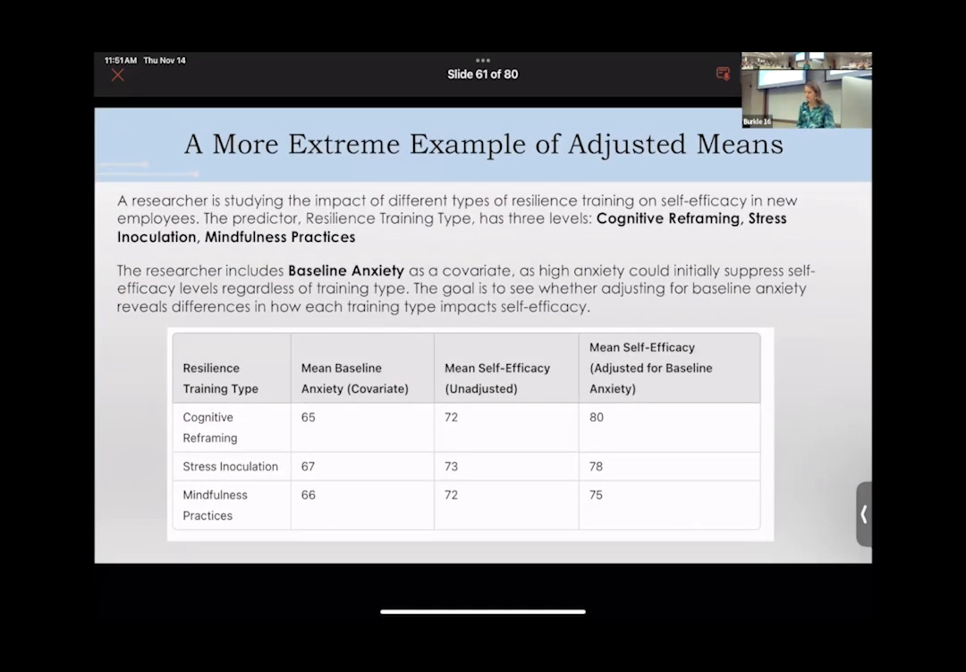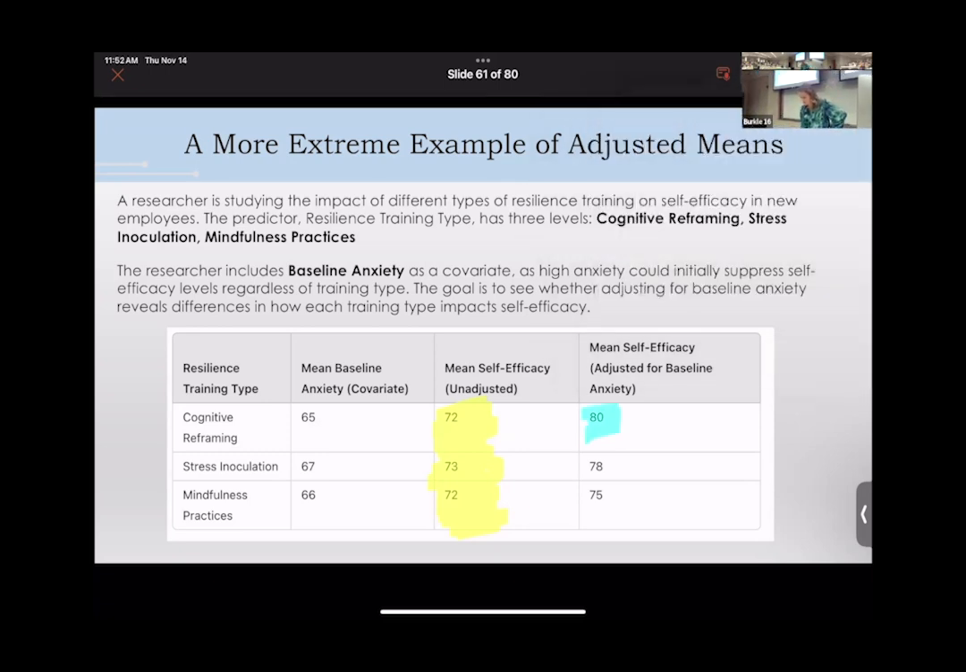So let's say we're interested in studying the effect of different types of resilience training on self-efficacy. There are 3 types of training: cognitive reframing, stress inoculation, and mindfulness practices. And the researcher is going to include baseline anxiety as a covariate. So let's look at the means of self-efficacy if we ran a one-way ANOVA, unadjusted. What would you conclude? There is no difference in self-efficacy based on what type of resilience training people took.